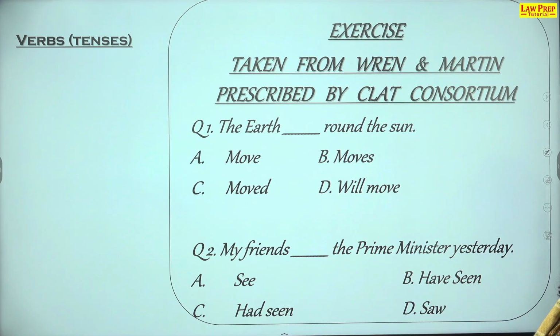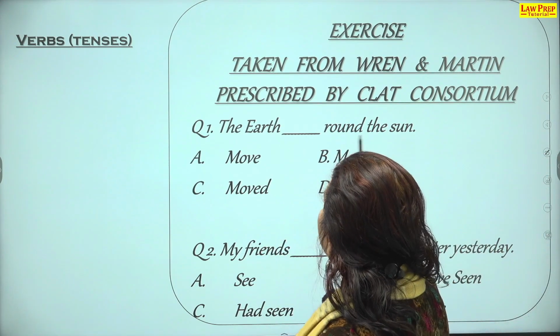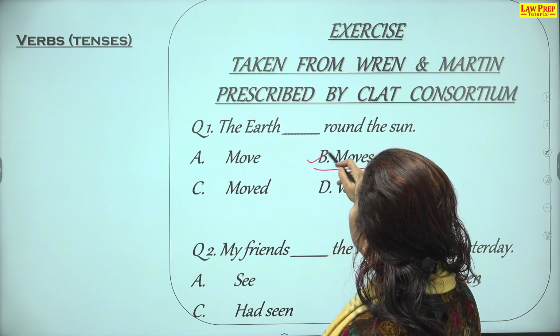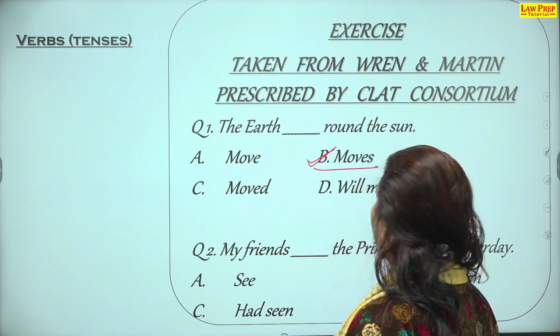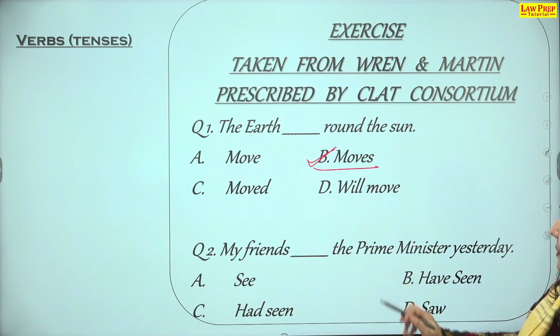Since it is a universal truth, habit, fact, or daily routine, what do we use? Which tense? Simple present tense. This happens every time, so the answer moves. Yesterday, time factor is given. Which tense? Simple past tense. Right? You're getting the rules, applications here clearly. No doubt in this. Everything is clear. Move to the next question.